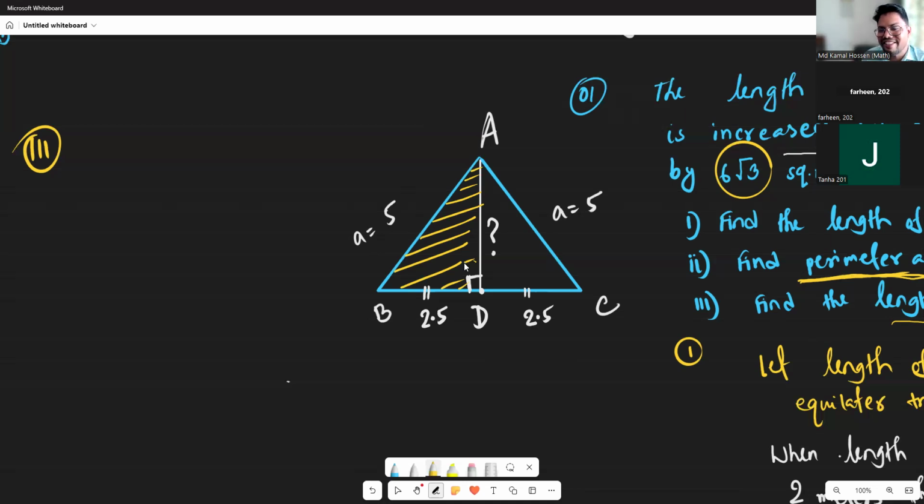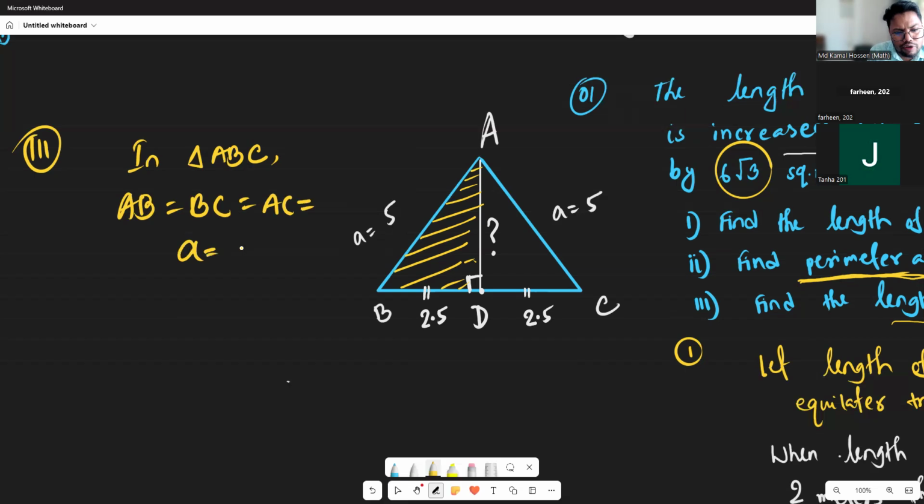Right. By using Pythagoras theorem in right angle triangle ABD, we can find the length of AD. Okay. So now we need to give a short description of the figure. In triangle ABC, all 3 sides are the same. AB equals BC equals AC, and each side length is considered as a, where the value is 5 meter. D is the midpoint.